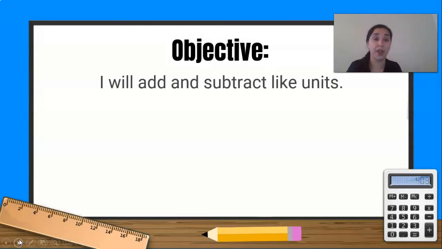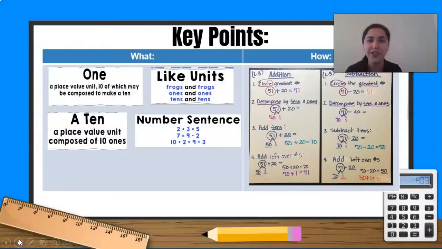Well, what's Lesson 3 about? Our objective is, by the end of the lesson, you're going to be able to add and subtract like units. Your turn. What's the objective for today? Get ready. Yes, I will add and subtract like units. And how do we do that? Let's learn what are the important things that we need to learn.